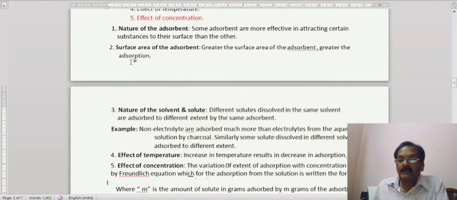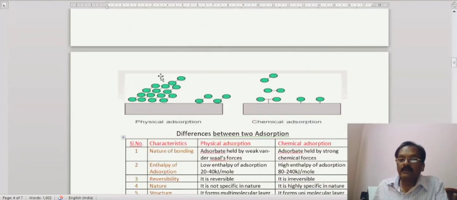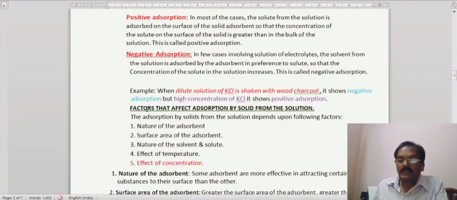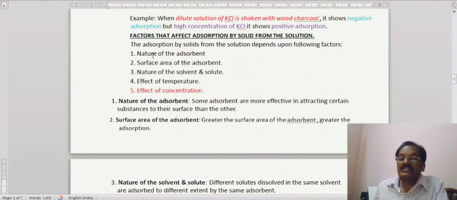Now the second is the surface area of the adsorbent. Greater the surface area of the adsorbent, greater will be the adsorption. Means if the surface is more, there is more adsorption; if the surface is less, there is less adsorption. So that all depends on the number of active centers.